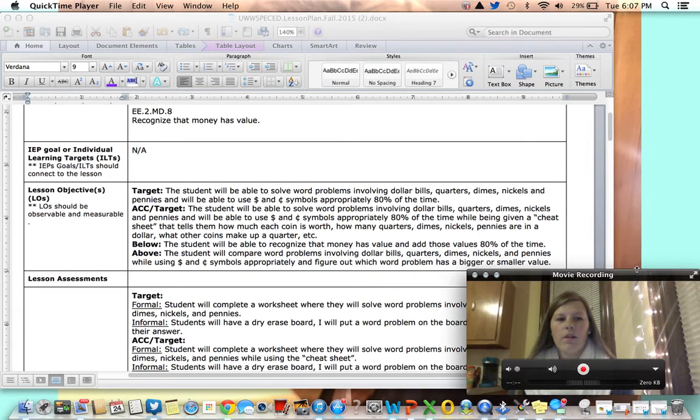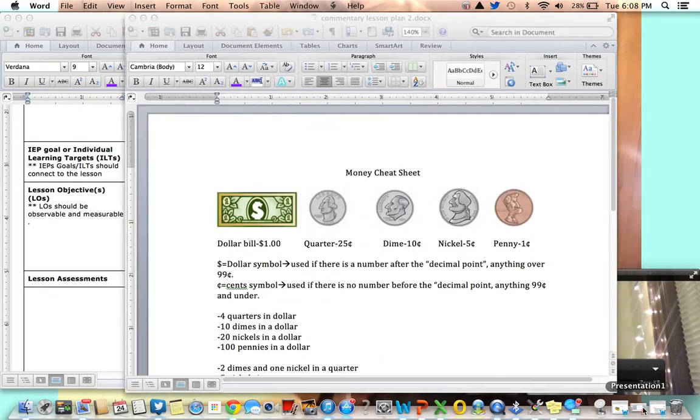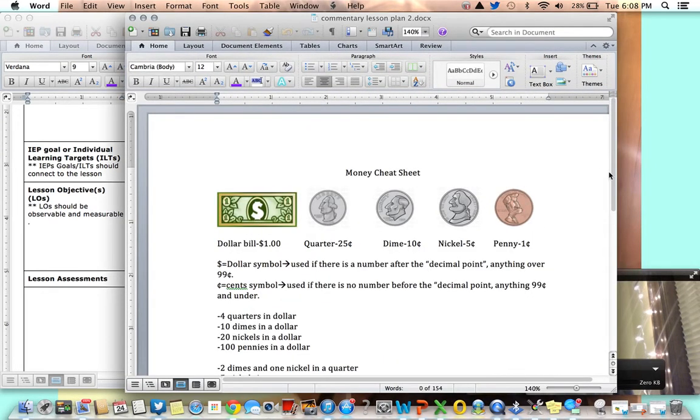So for lesson objectives, the target is the student will be able to solve word problems involving dollar bills, quarters, dimes, nickels, and pennies. Will be able to use the dollar and cent symbols appropriately 80% of the time. And for the target with accommodations, that same thing, except they'll get a cheat sheet to use throughout the whole lesson. That'll make things a little easier.